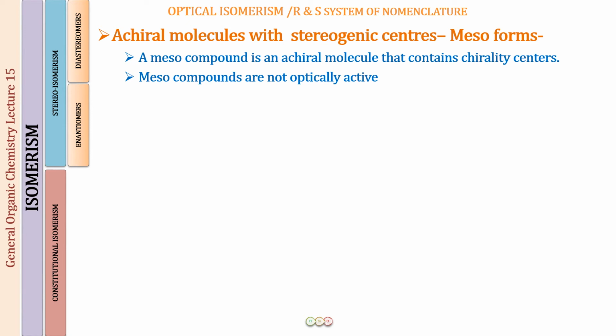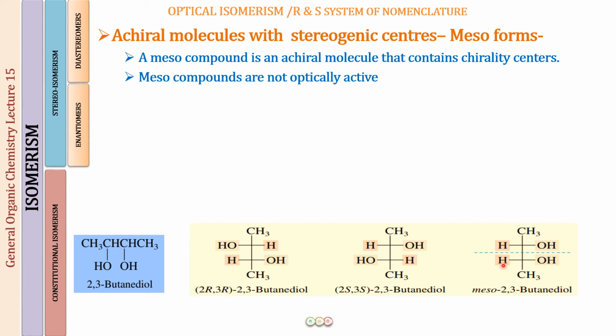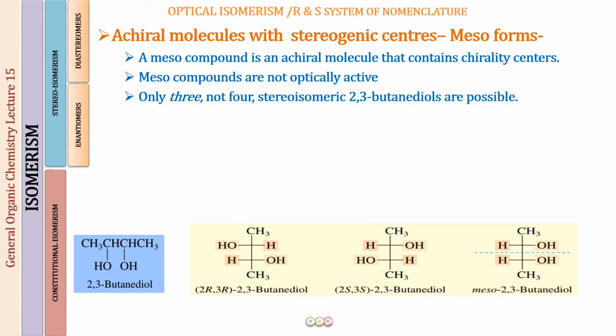That compound and its mirror image compound were superimposable on each other. They were identical structures, and for that reason we found that the compound had not 4 stereoisomers, but 3 stereoisomers. Let us look at one more example. The example I am taking here is of 2,3-butanediol, and the stereoisomers I draw for this are the 3 isomers. So again, what you see is that 2,3-butanediol has only 3 and not 4 stereoisomers.